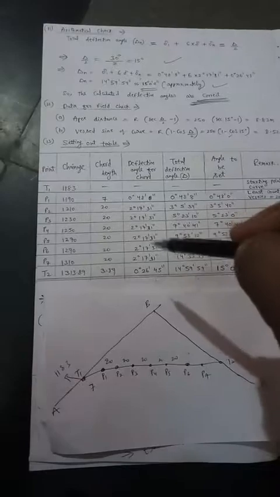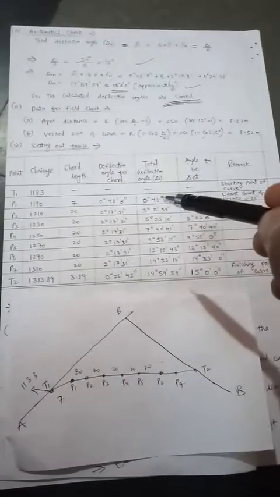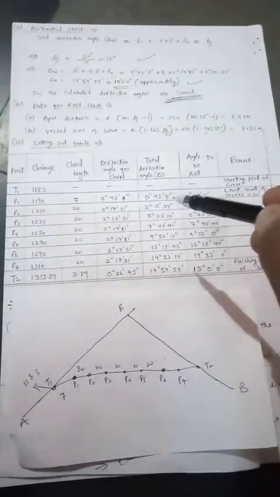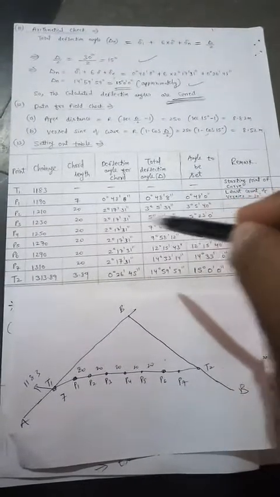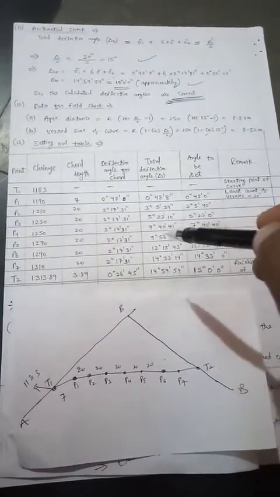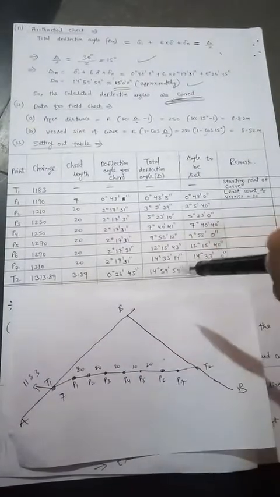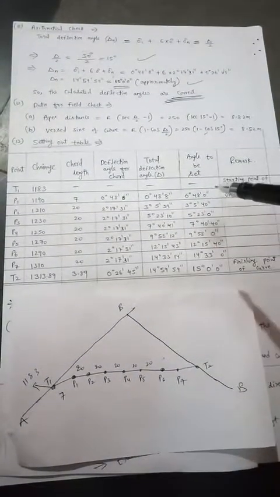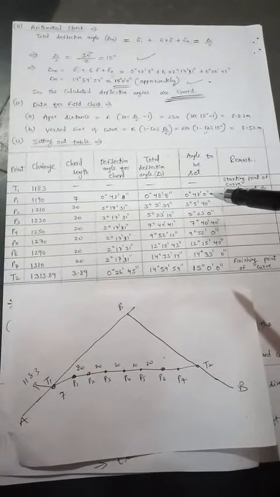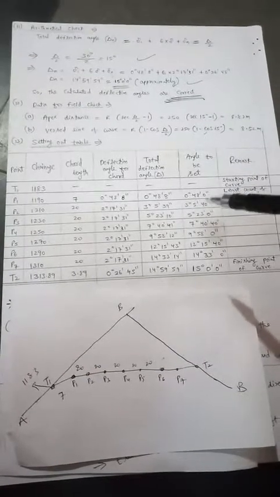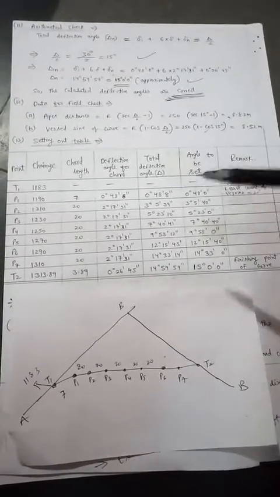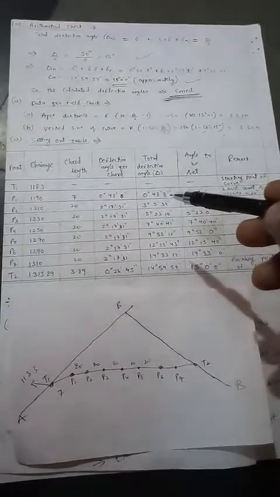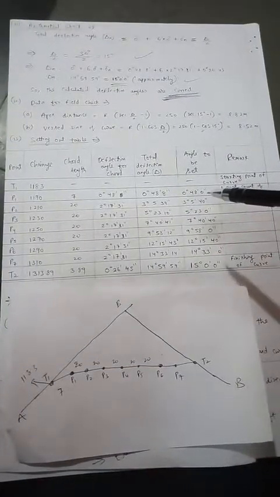Deflection angles are already calculated on the previous page. So these are the total deflection angles. This is the first point. By adding these two we will get this value, by adding these two we will get this value, and by adding this we will get this. So here the least count is 20 seconds. You have to put 0 degrees 0 seconds or 20 seconds, the nearest value. Here we are getting 8 seconds, we are indicating 0 seconds.